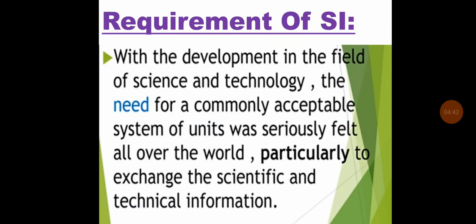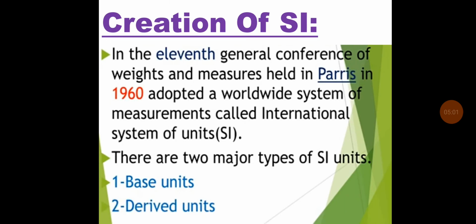Now we study the requirement of SI. With the development in the field of science and technology, the need for a commonly acceptable system of units was seriously felt all over the world, particularly to exchange scientific and technical information. So, in the 11th General Conference of Weights and Measures held in Paris in 1960, a worldwide system of measurement called the International System of Units was adopted. There are two major types of SI units, base units and derived units.